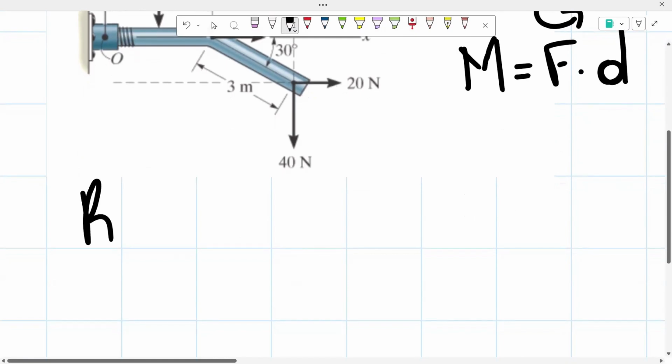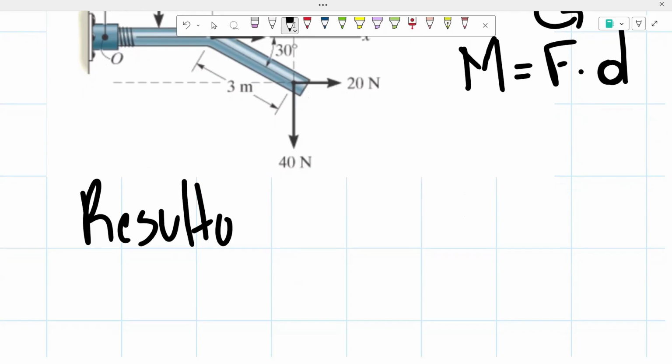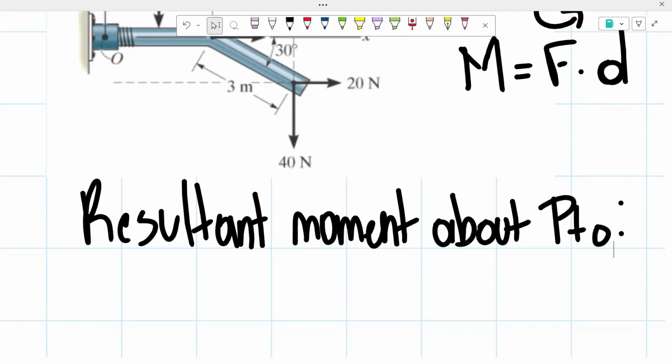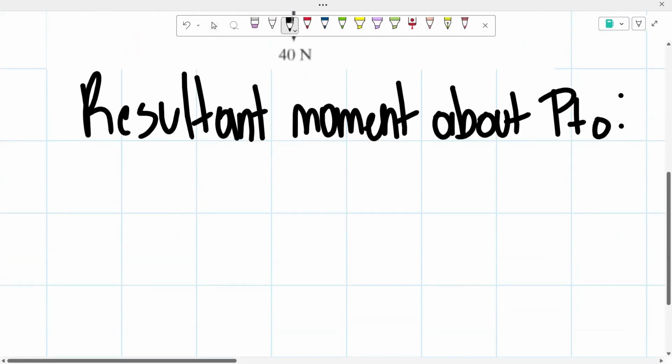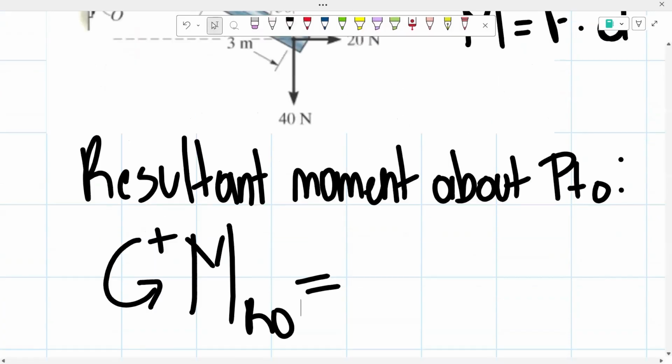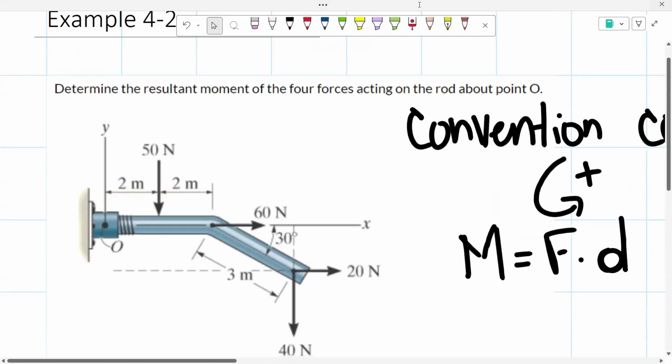So our resultant moment about point O. So we're going to start off by saying that counterclockwise is positive, like we mentioned earlier, and that now we know that our resultant moment about point O is equal to, we're going to start off with our 50 newtons.